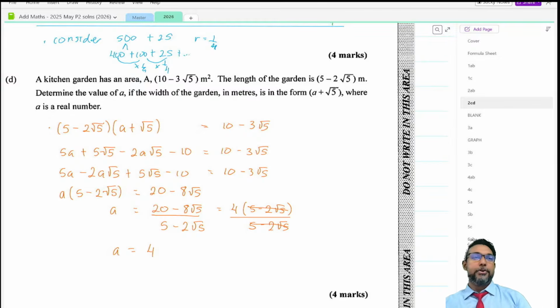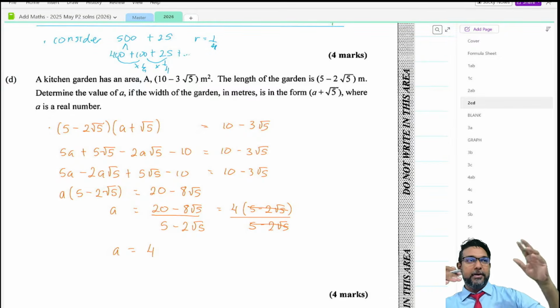You will get a mark for the logic of either multiplying length by width and putting it equal to area, or dividing area by length and making it equal to the width.